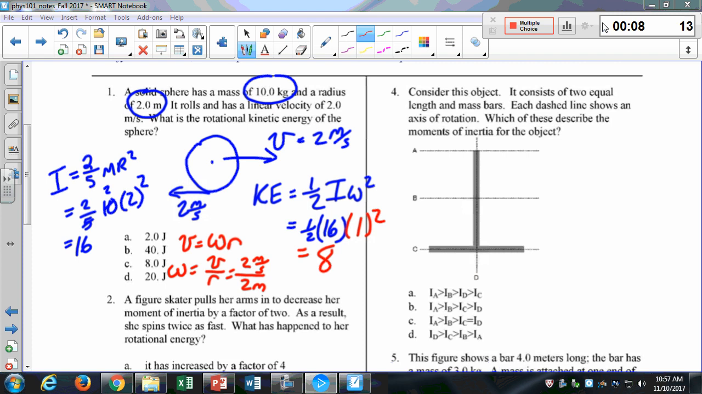Well, let's do number 4. Good approach on ranking questions like this is you look for the biggest and then you look for the smallest. And then you don't need to worry about what's in between. If you can pick out the 2 extremes on either end, often you can select the answer. What's the biggest moment of inertia and what's the smallest?